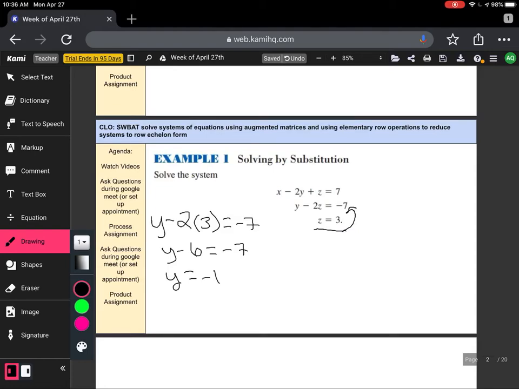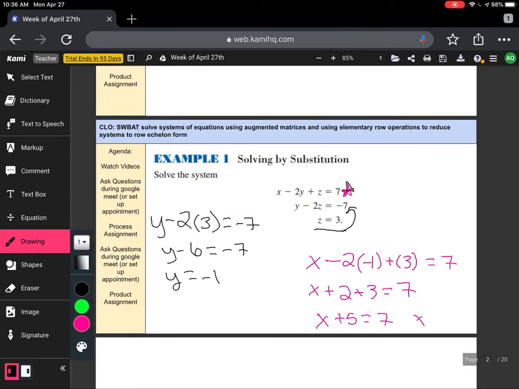We still don't have x yet though, so now I'm going to use this first equation. I'm going to use colors. So I get x minus 2, y is negative 1, plus z equals 7. So we get x plus 2 plus 3 equals 7, x plus 5 equals 7, or x equals 2.